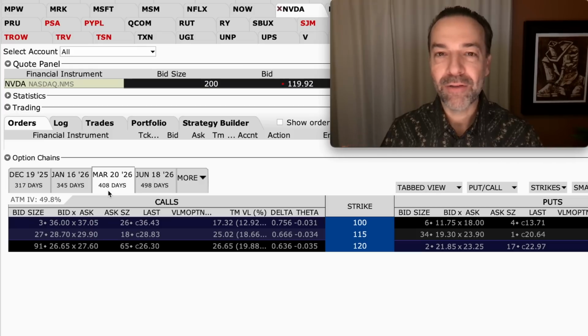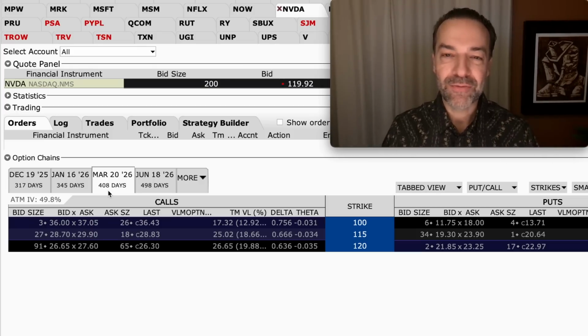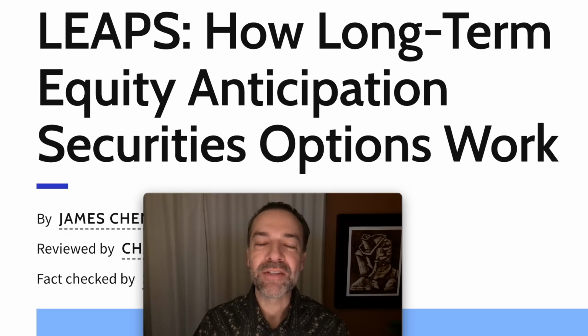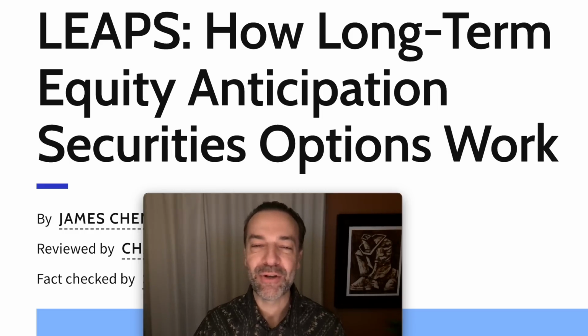Now, what might sound confusing is what LEAPS stands for. It's not important that you remember this, but just so you know, as you see here on the screen, it stands for Long-Term Equity Anticipation Security. So let's just call it LEAPS. That's a lot easier to remember.